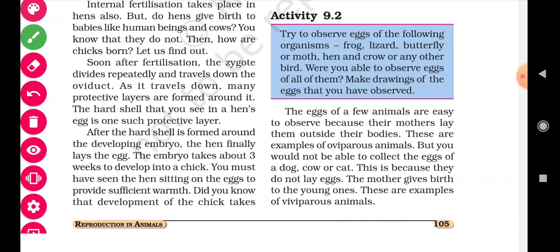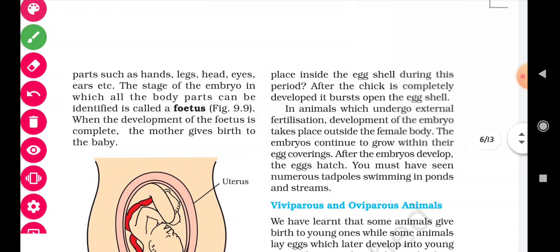The hard shell that you see in the hen's egg is one such protective layer. After the hard shell is formed around the developing embryo, the hen finally lays the egg. The embryo takes about 3 weeks to develop into a chick. You must have seen the hen sitting on the eggs to provide sufficient warmth. Did you know that development of the chick takes place inside the eggshell during this period?